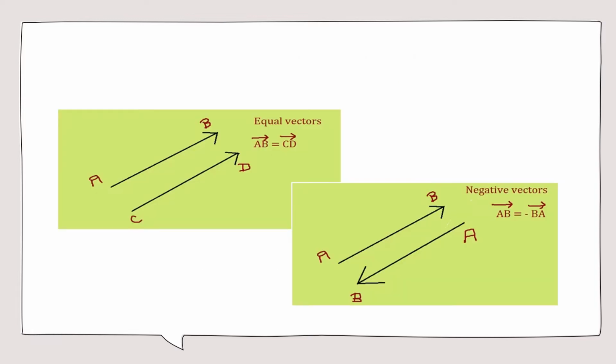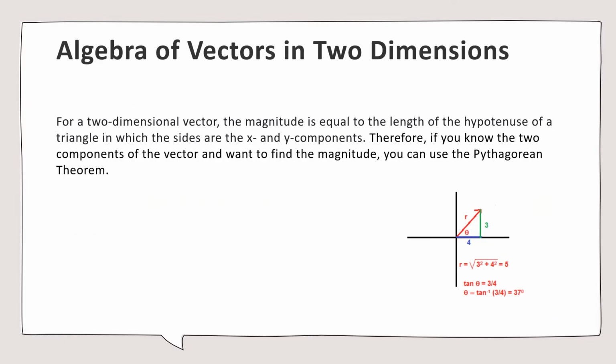This slide shows an example of equal vectors. Vector AB equals vector CD. They have the same length and they are in the same direction. And the other one, negative vectors: vector AB equals negative vector BA. They have the same length, but they are in the opposite direction.